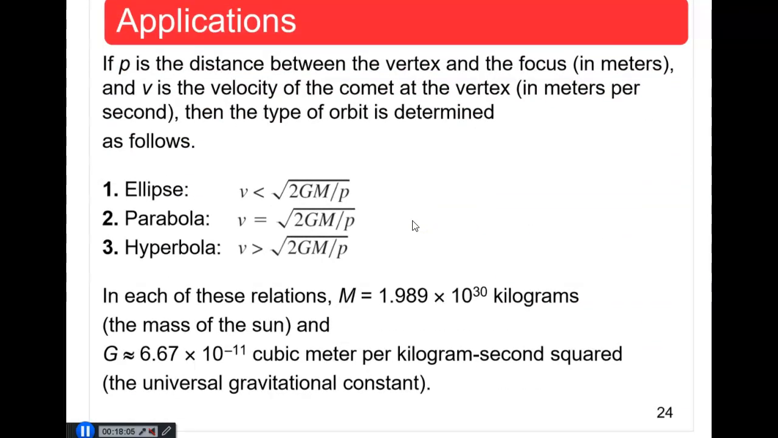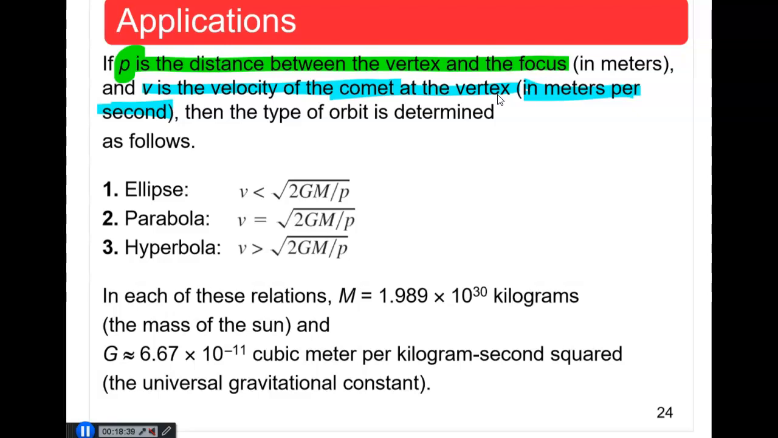So one of the applications is to find the velocity of the comet at the vertex. If P is the distance between the vertex and the focus in meters, and V is the velocity of the comet at the vertex in meters per second, then the type of orbit is determined as follows.